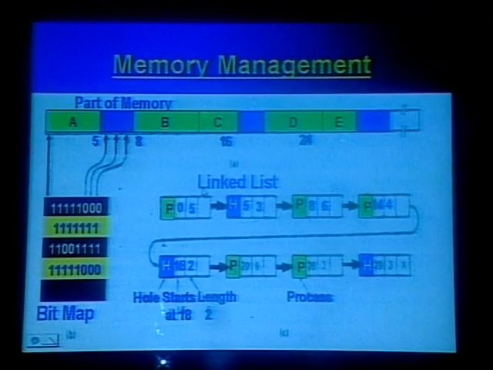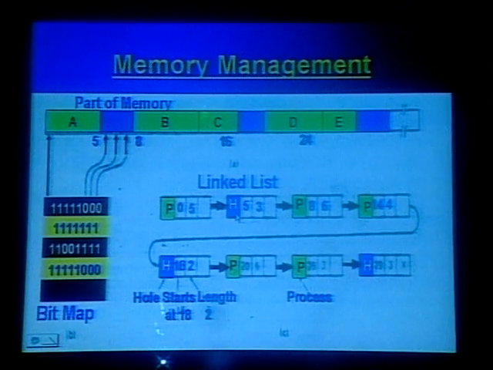How do we manage the memory using linked lists? Again, we have to refer to the same diagram. This is how we do it with the linked list. P stands for a process, H stands for a hole. This H stands for hole, and this is where the hole starts and what is the length of the hole. Similarly, this is the process. It starts from 0 and the length of the process is 5. This is process A, and its length is 5 allocation units.